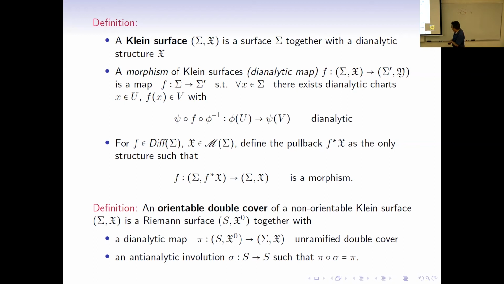Now you think of the orientable double cover. An orientable double cover of a Klein surface is a Riemann surface equipped with an involution, so that the quotient is the given surface, and so that the quotient map is an analytic unramified double cover.